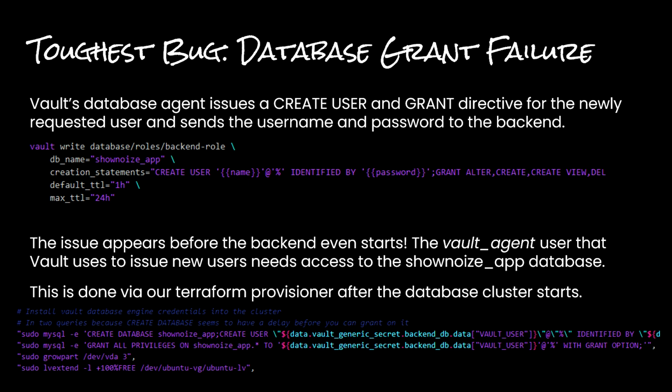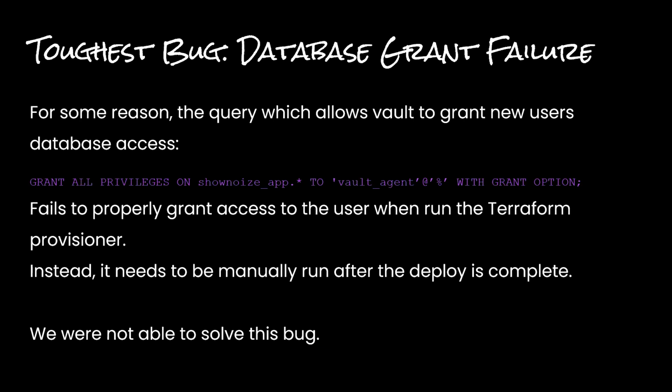So for some reason, if you go to the next slide, the query shown here, grant all privileges on the ShowNoize app database to the Vault agent, that query just doesn't work when it's initially deploying. It doesn't apply, so the Vault agent can't create new users. It doesn't have permission. So I wasn't able to solve this bug, but the workaround is anytime a backend node is deployed, you just have to run that command on the database cluster and it works. So that's our toughest bug.